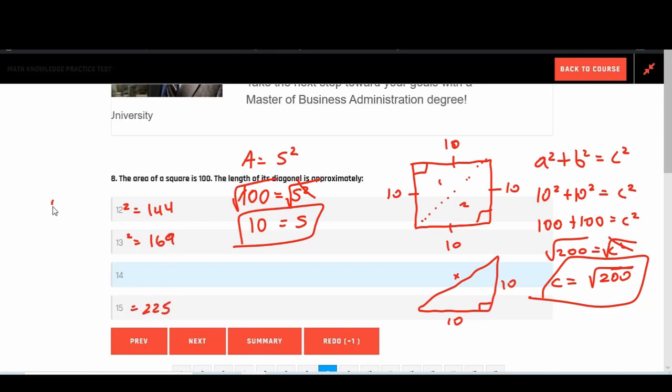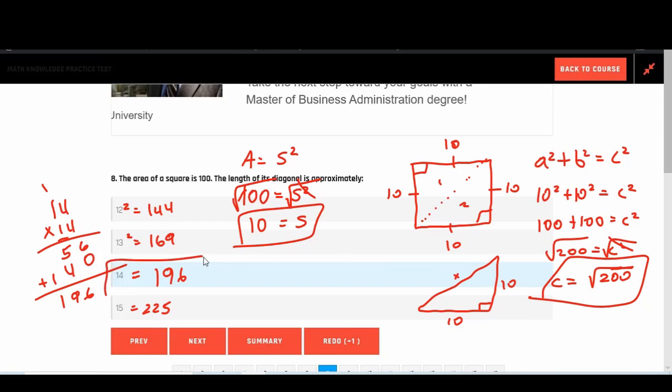14 squared, I always forget this one, so I have to work it out. 4 times 4 is 16. I believe it's 196. But carry the 1. 4 times 1 is 4, plus 1 is 5. Add a 0 since we're starting this number. 4 times 1 is 4. 1 times 1 is 1. Yep, that's 196. So therefore, I know the square root of 200 is going to be 14 point something, which we're going to let be just 14. Okay, so that's how you do that one.